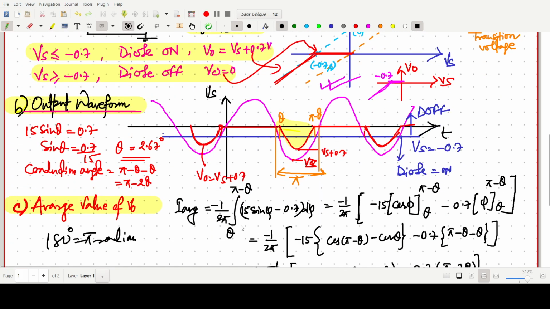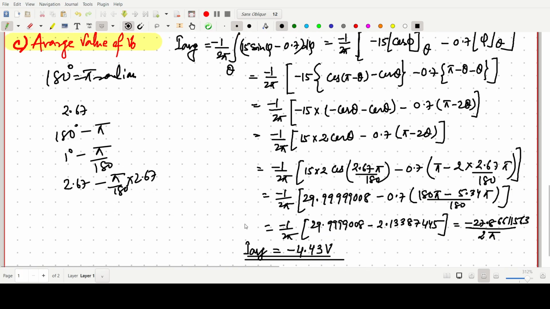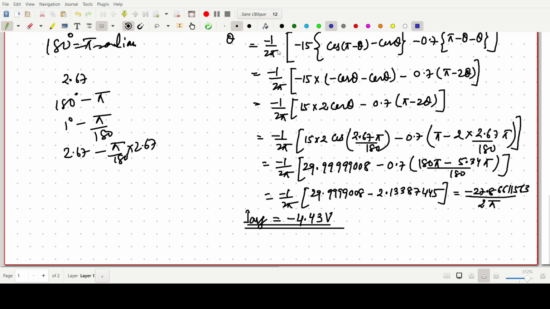Now what is next? Peak current in the diode, part D. We have to find the peak current in the diode. So we assume that the maximum voltage we are giving is 15 volts, and the diode will be forward biased.